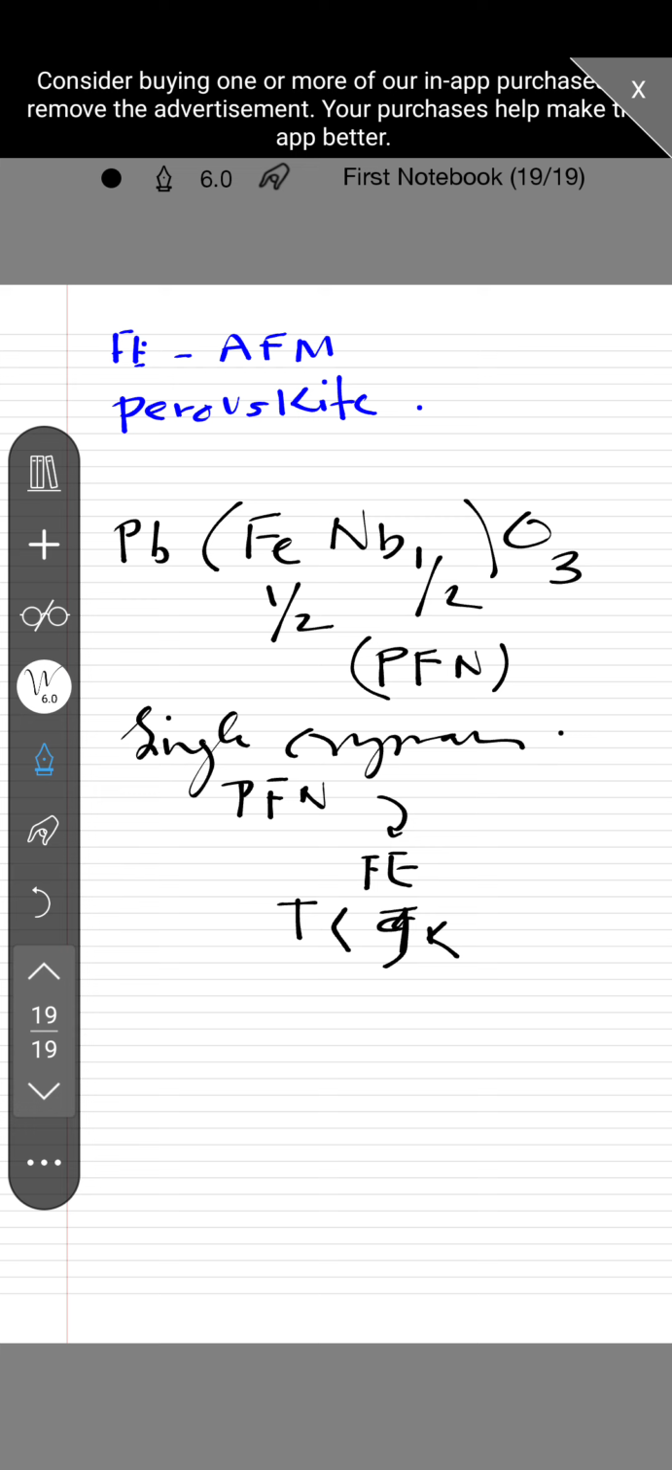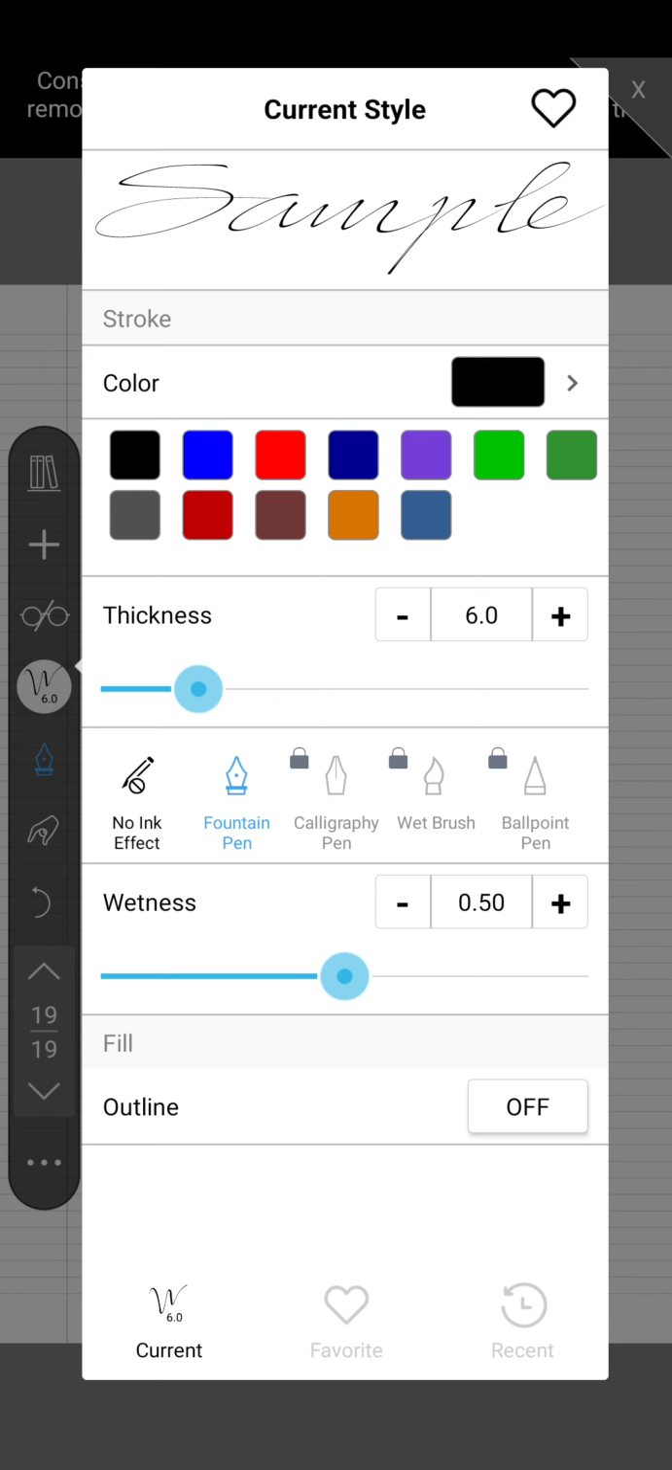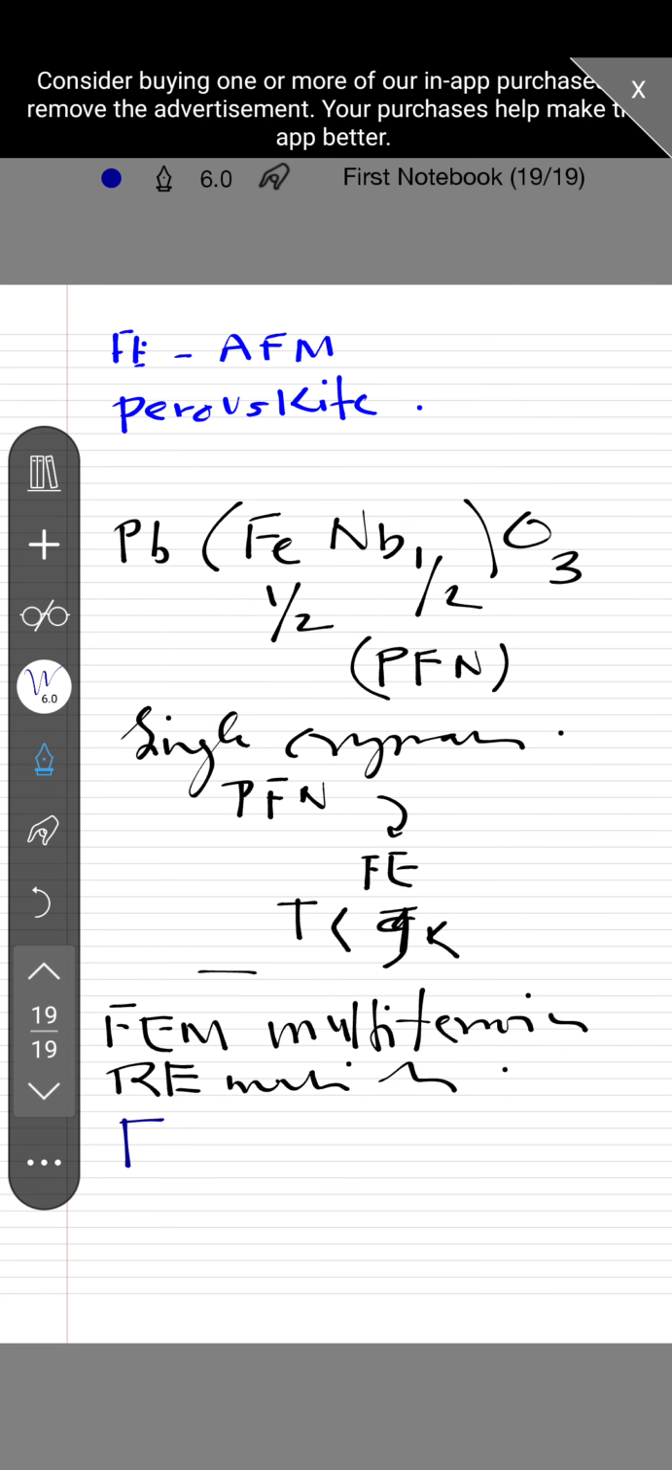So you can also place ferroelectromagnetic multiferroics, rare earth materials in the same category. So these materials again show simultaneously ferromagnetic and ferroelectric properties.